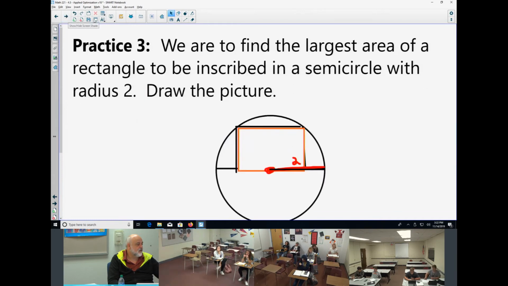All right. So it says we are to find the largest area of a rectangle to be inscribed in a semicircle with radius 2. Draw the picture. All right. Well, I kind of messed up there. But inscribed means the rectangle touches all the parts of the semicircle. Okay? So you have the semicircle, the rectangle touches all the parts of the semicircle, and then the radius of the semicircle is 2. So it's the distance from the center of the circle to the edge.